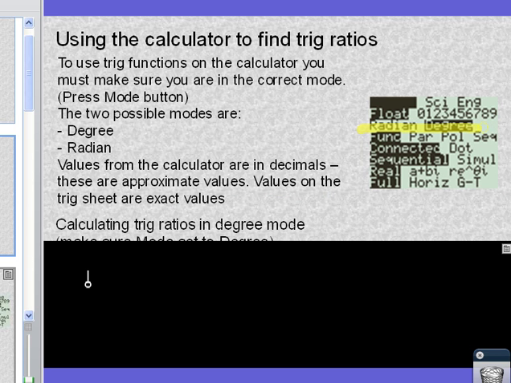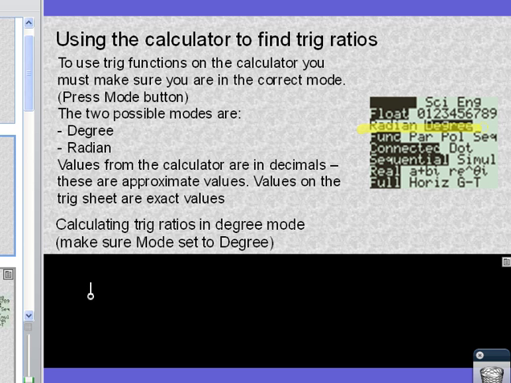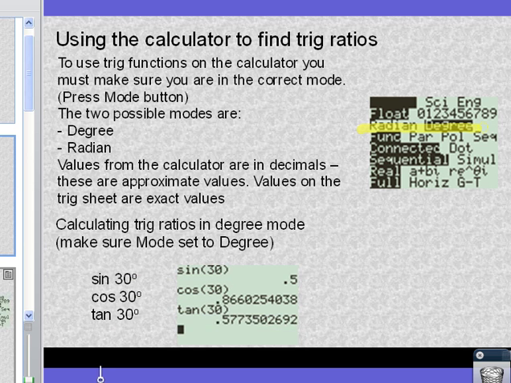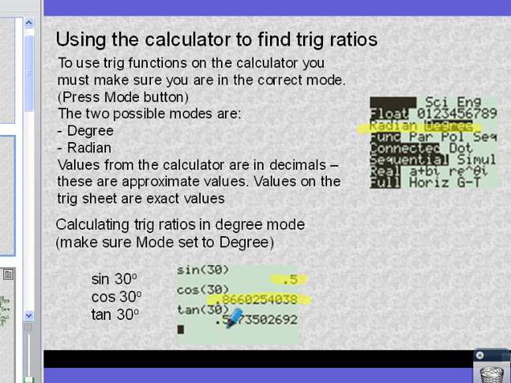So calculating trig ratios in degree mode. For our three regular trig functions, there's really not much even to tell you. Make sure you're in degree mode, and then you just hit the sine button and the angle, and you should get the appropriate value back. And hopefully most of the worksheets tell you how far to round. If not, you probably want to round to at least the hundredth.